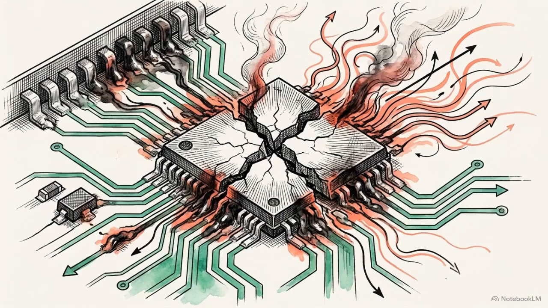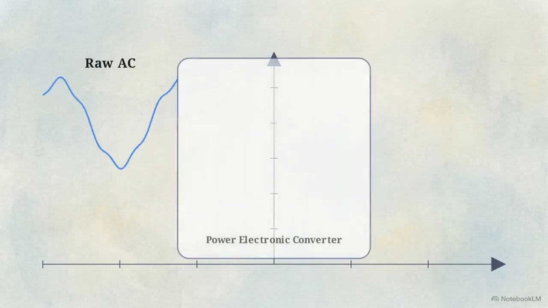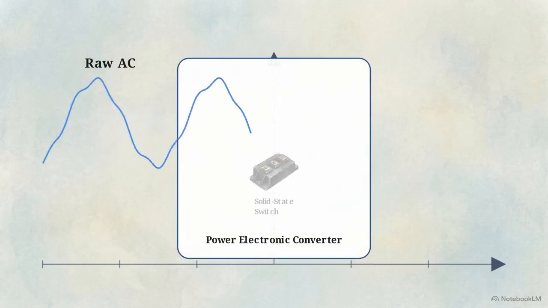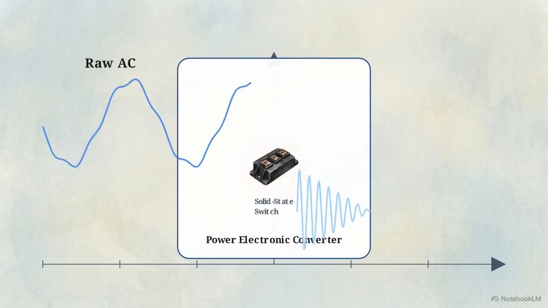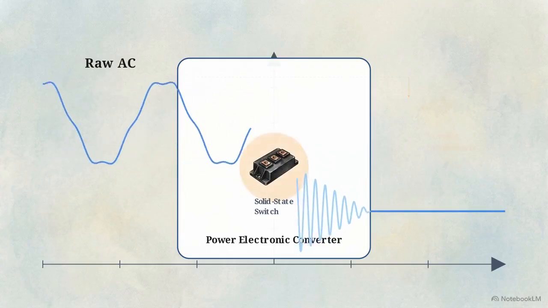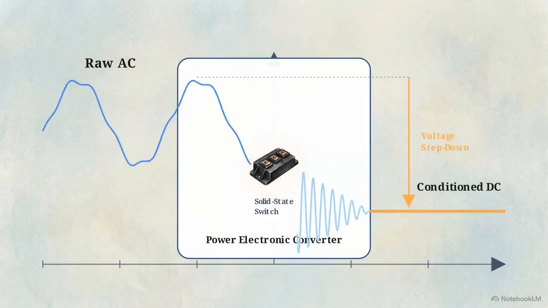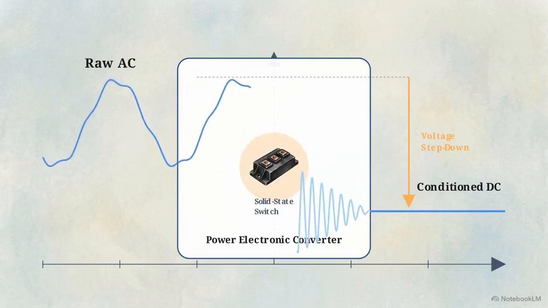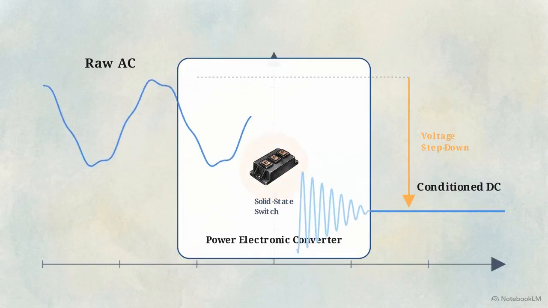The mismatch in voltage levels and current types means that without a translator, the raw power would instantly destroy the device. This is the core mission of power electronics. It uses solid-state semiconductor switches to manage the flow of energy, stepping down voltages and converting waveforms until the power that emerges on the other side matches the device's specific requirements.